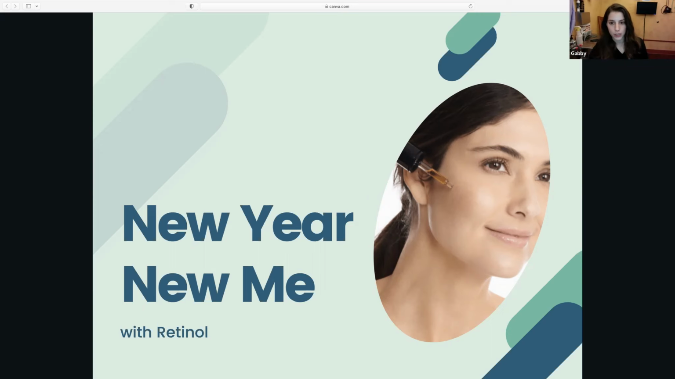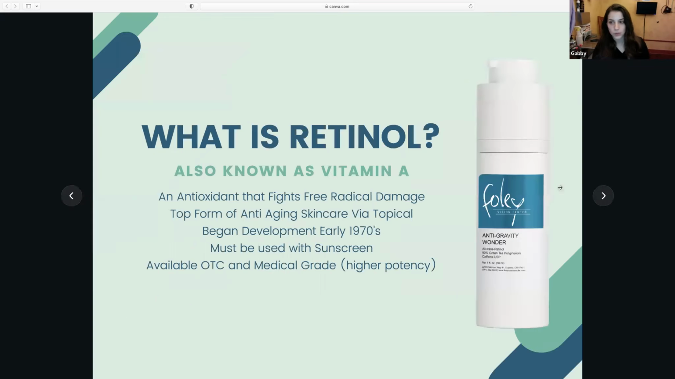Starting off with, what is it? It's also known as vitamin A, retinol acetate, retinoic acid. It has a whole bunch of different names. But basically it helps to also fight free radical damage, just like antioxidants you put on in the morning. And it's one of the top forms of anti-aging skincare via topical, of course, that began development in the early 1970s.